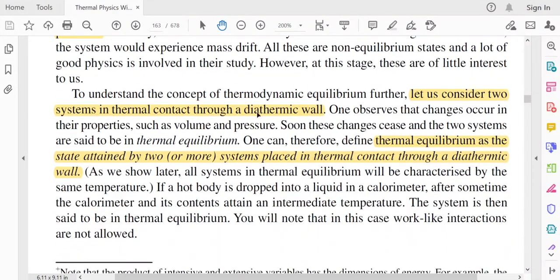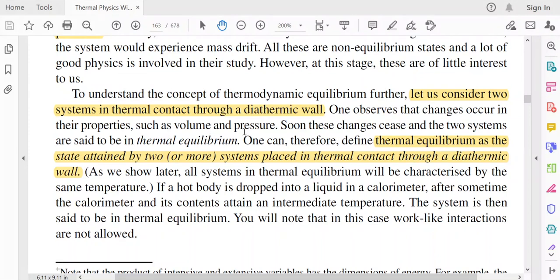To understand the concept of thermodynamic equilibrium further, let us consider two systems in thermal contact through a diathermic wall. One observes that changes occur in their properties such as volume and pressure. So the volume and pressure of the two systems will change on thermal contact. Soon these changes cease. That is, after some time, these changes cease to occur, and there is no change in the thermodynamic variables such as volume and pressure.